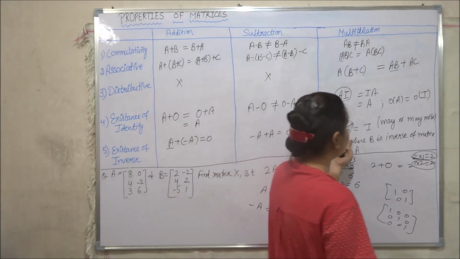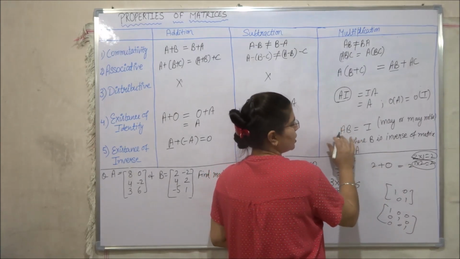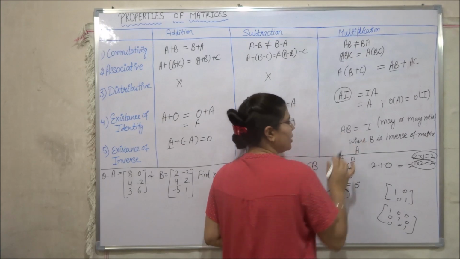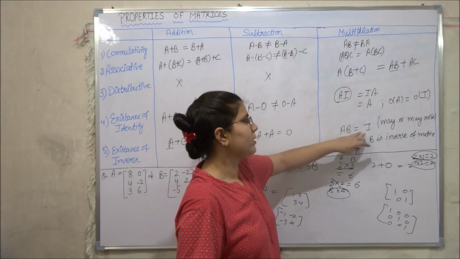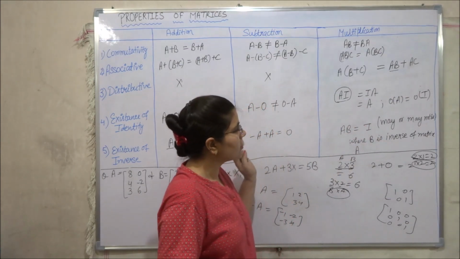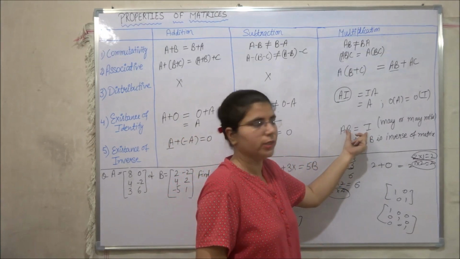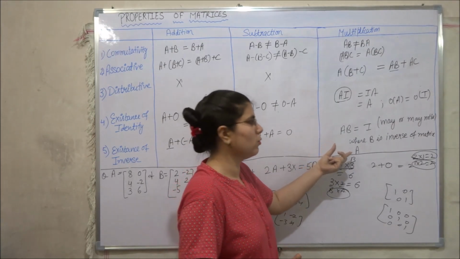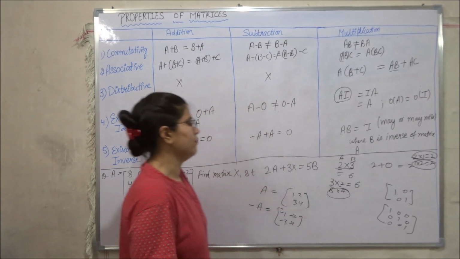In case of multiplication, we have to prove this condition: if A is any matrix and we take any matrix B, then the product of the two matrices will be equal to the identity matrix. But this does not hold forever. It may or may not hold. In some conditions it holds good, but in some it does not. Here B is the inverse of matrix A.